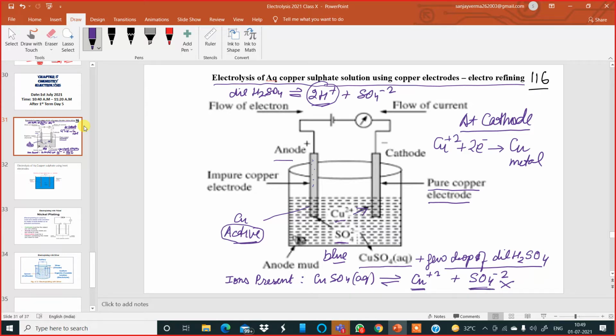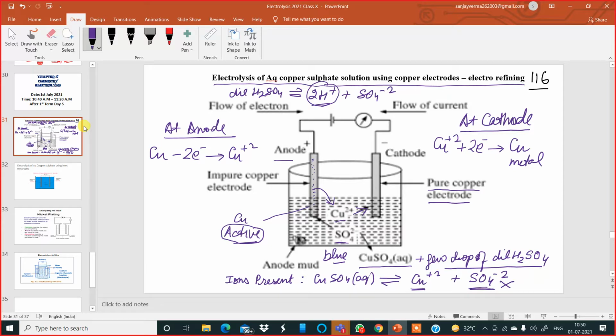Are you getting it? So what will happen? The copper metal of the anode will lose two electrons and form copper ions, and then enter into the solution. Are you getting it? Yes, sir. Because copper is an active electrode. So this is one wonderful, fantastic thing happening here. At the anode, copper ions are produced. At the cathode, copper ions are discharged to form copper metal.